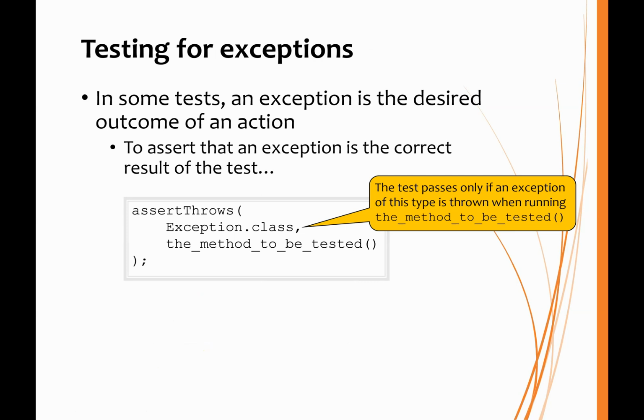Sometimes we expect an exception as the correct result of a test, and we can assert that by using the assert throws method. The first parameter is the class of the exception that we are expecting, and the action is the second parameter. So this is typically a method call that should generate this exception. If the exception of this type is thrown when this method executes, the assertion passes, otherwise it fails.